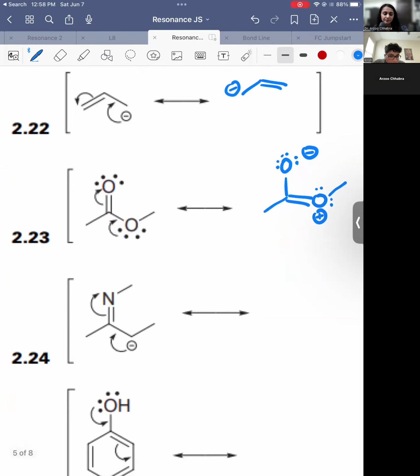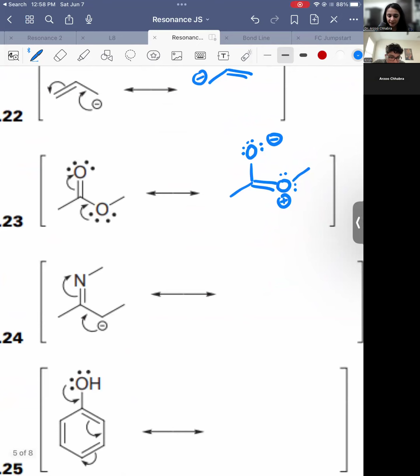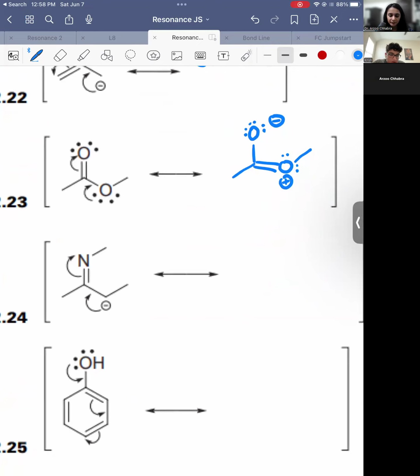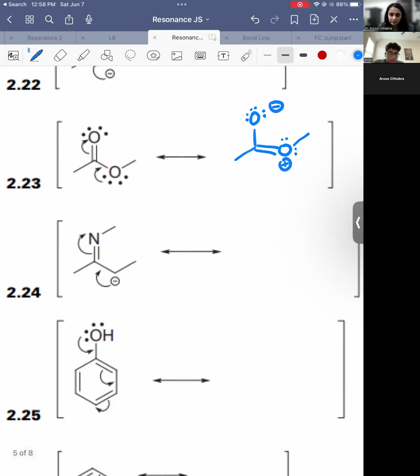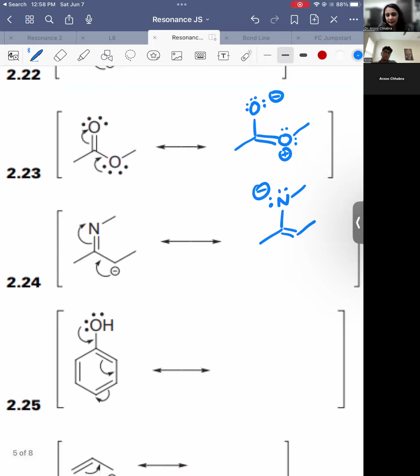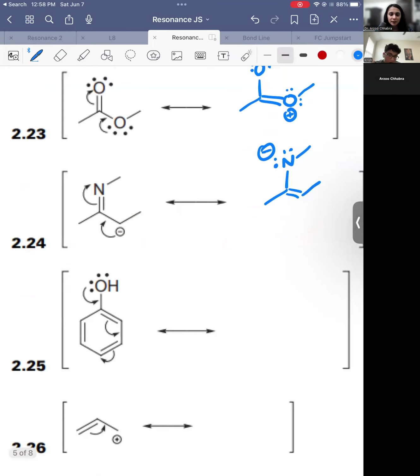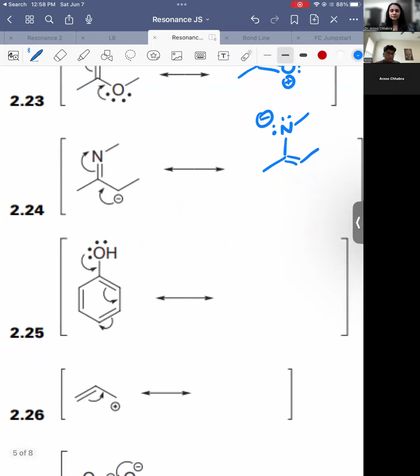Let's do 2.24. It's pretty simple now, because we've done those. Same story. The negative charge will form a double bond, and then again the double bond will move up to nitrogen, and nitrogen will have an additional lone pair. So nitrogen will now have a negative charge to maintain charge, and the bottom is just neutral now. There's conservation of charge, so it's overall negative, which is perfect. What about the next one?